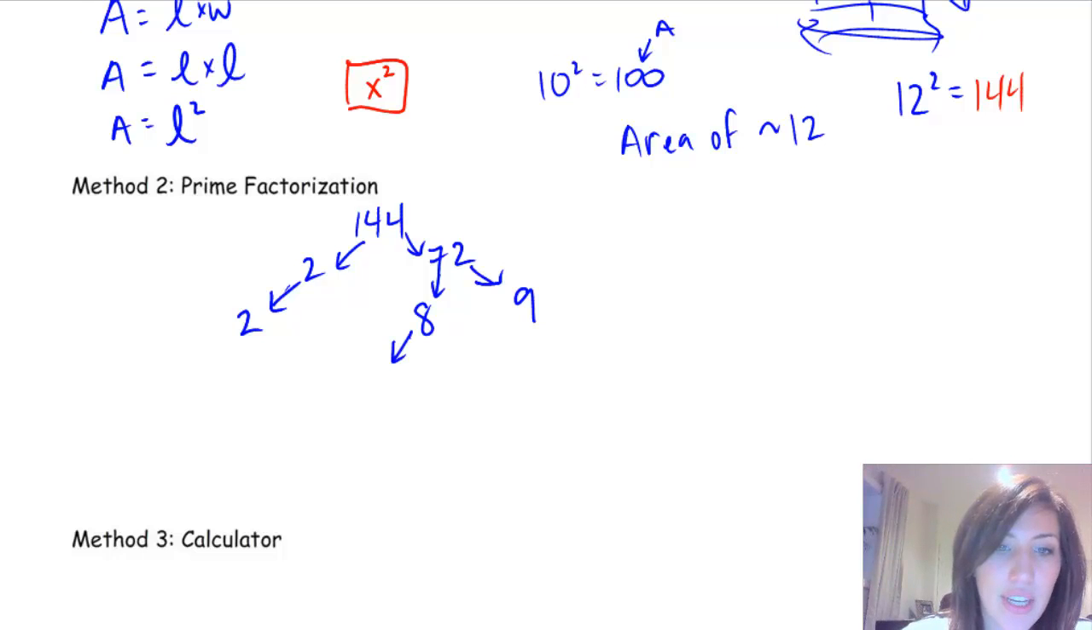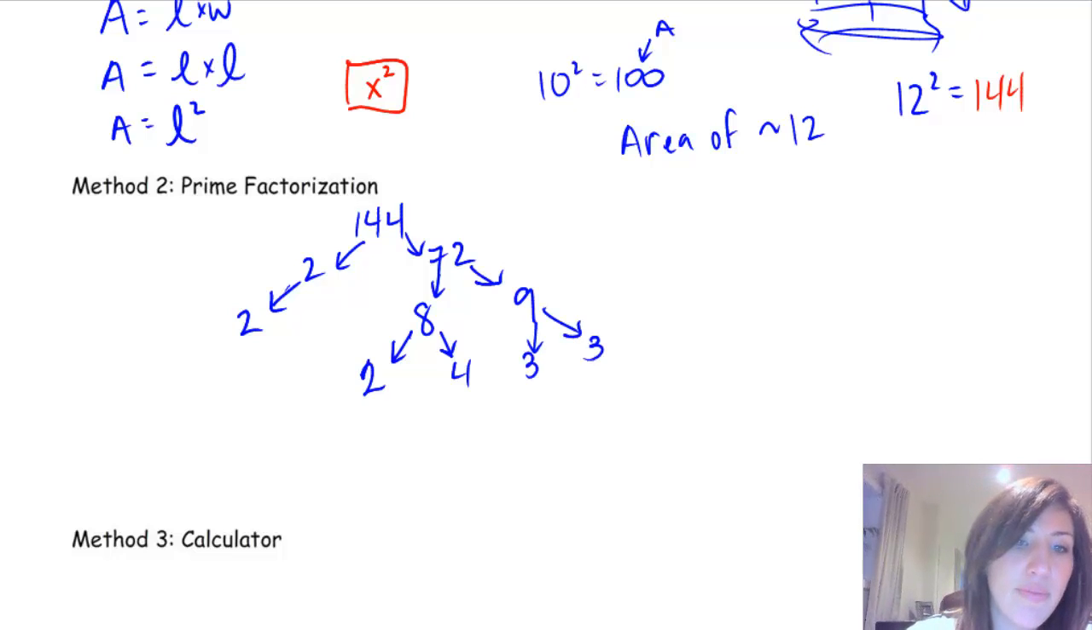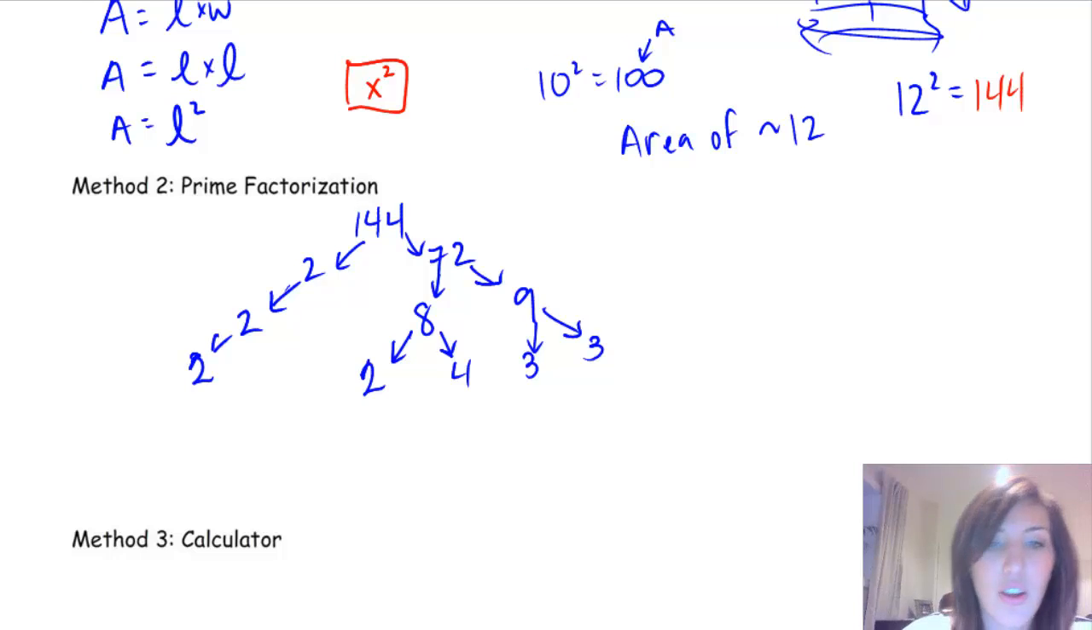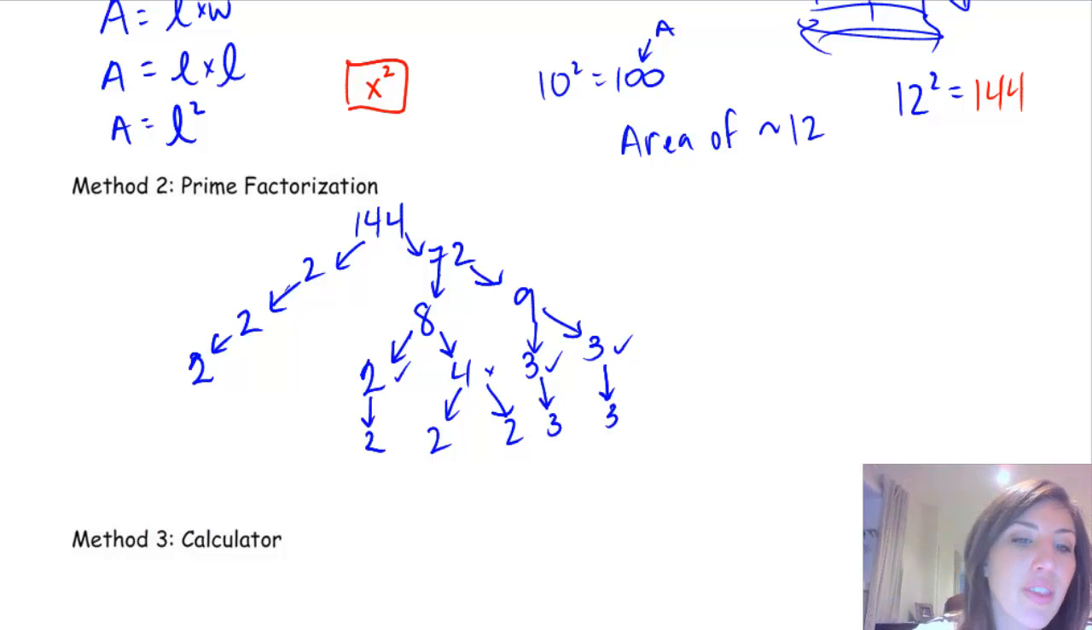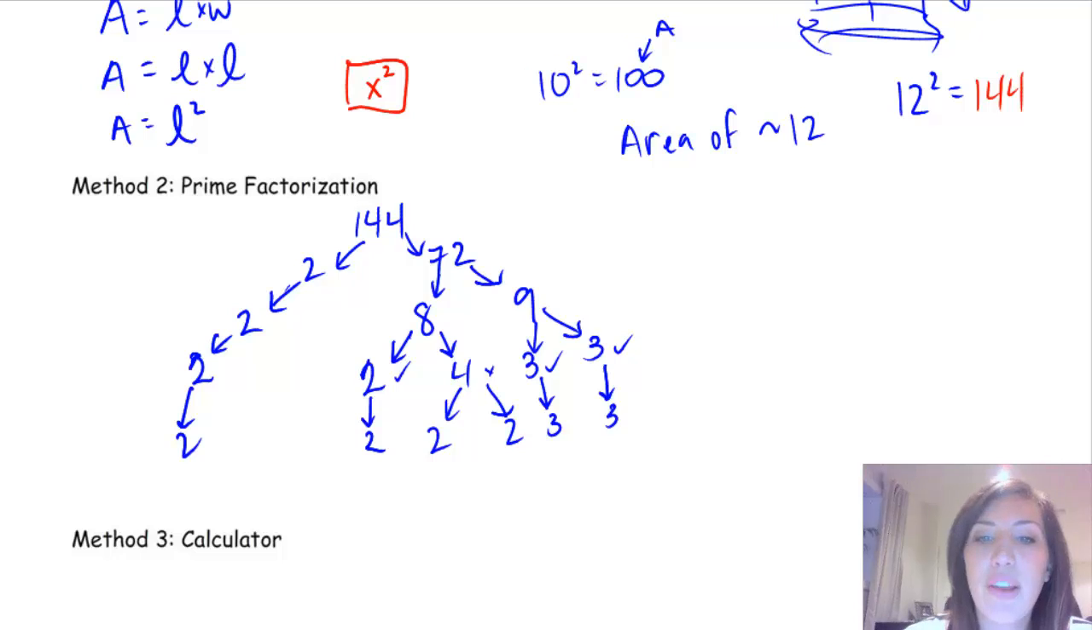8 can be broken down into 2 times 4, and 9 can be broken down into 3 times 3. Are those all prime numbers? Well, 2 is, 4 is not, 3 is, and 3 is, so this needs to get broken down a little bit further. 4 can be broken down into 2 times 2. Let's bring all these down. So 144 is the same as 2 times 2 times 2 times 2 times 3 times 3.